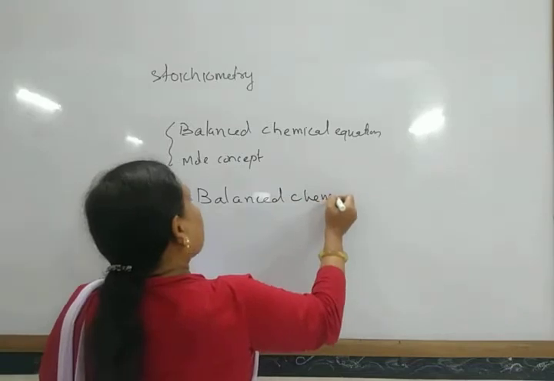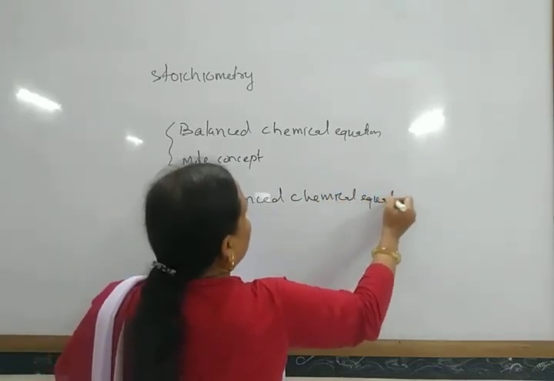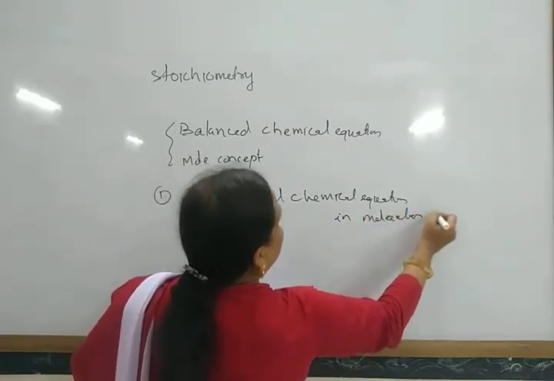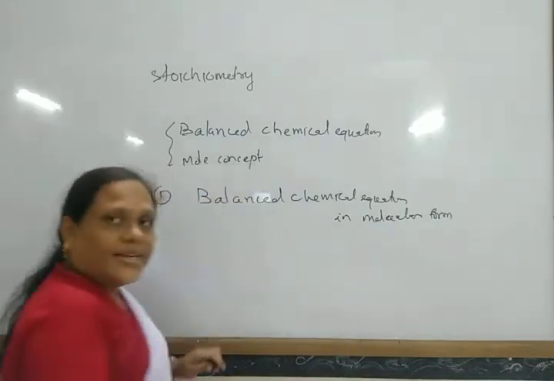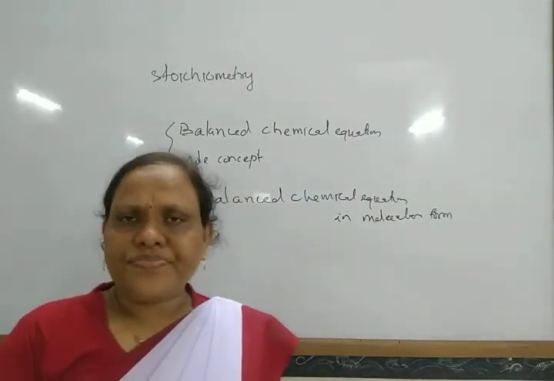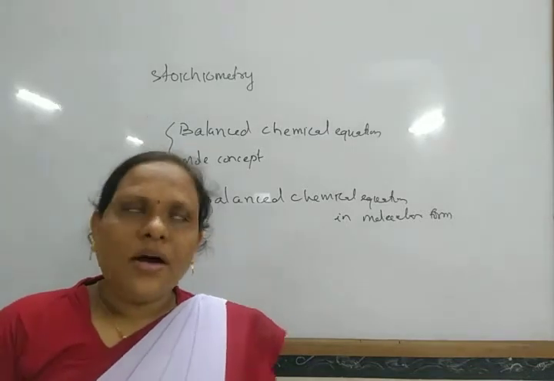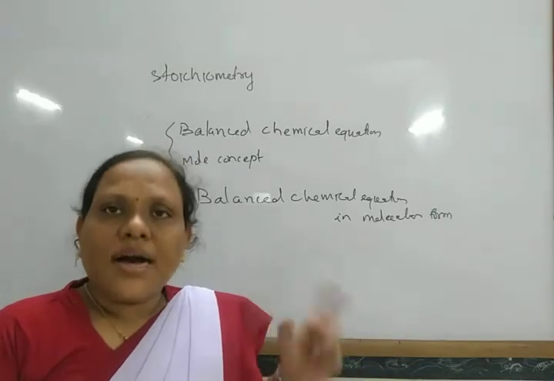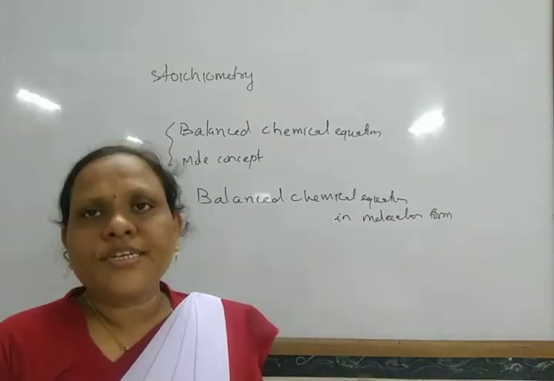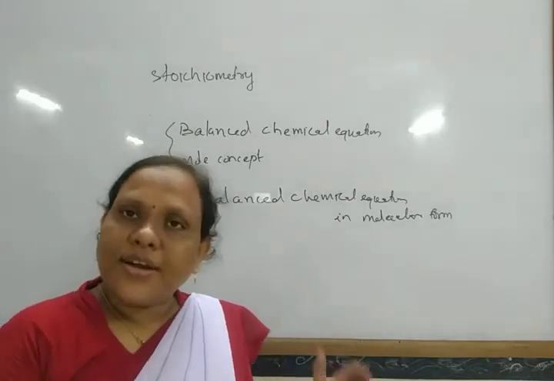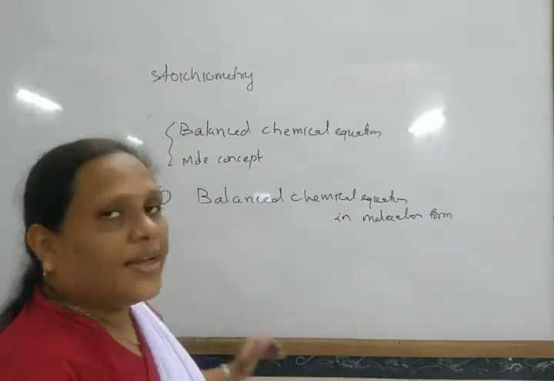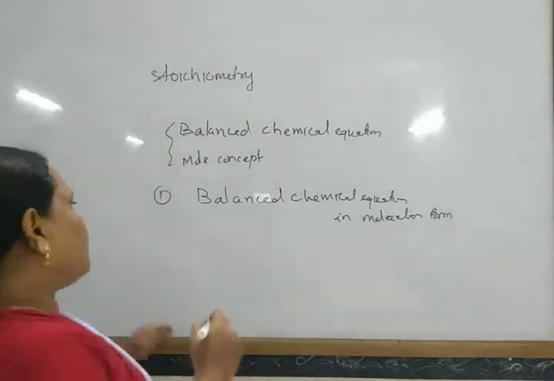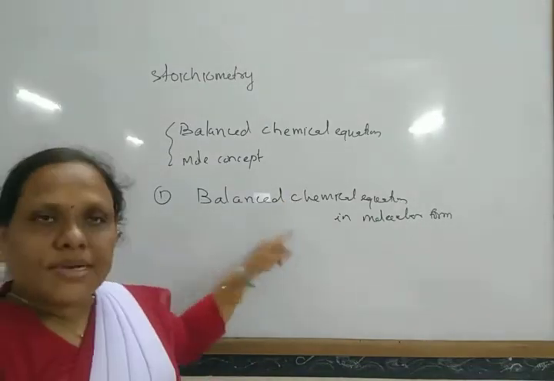Balanced chemical equation in molecular form. So first we have to write a balanced chemical equation. Then underline the compounds whose weight, mass, or volume is given or asked. Underline that, and whatever value is given, write it down below that. Next, first you have to write the balanced chemical equation.